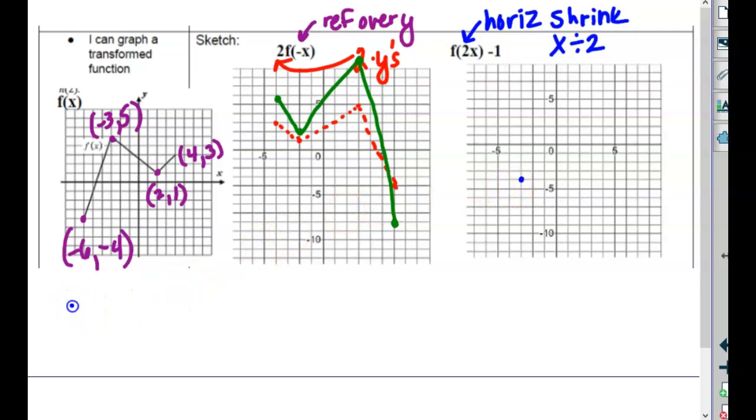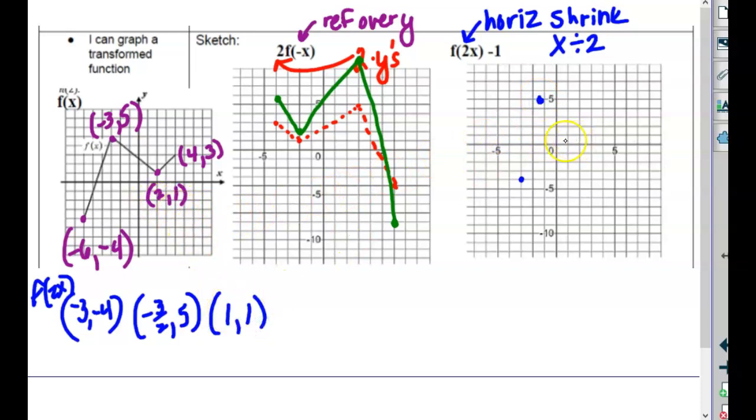Okay. When I did f of 2x, that one would go to there. When you cut the x in half here, you'd have -3 halves, 5, which is like -1.5, 5. And then this one, when you cut the x in half, you'd have 1, 1. And this one, when you cut 4, 3, and you cut the x in half, you'd have 2, 3.